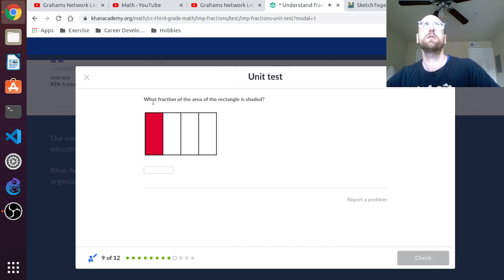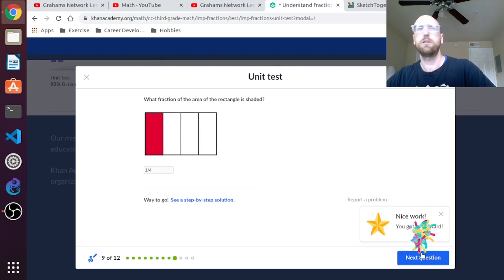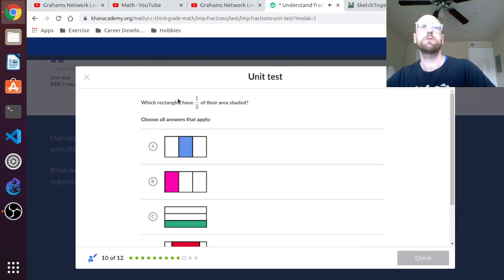Which fraction of the area of the rectangle is shaded? This is a freebie, 1 over 4, for everything I mentioned in the last section. Last question means true in this question.